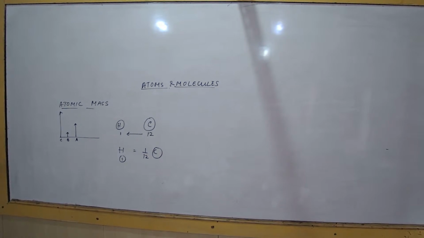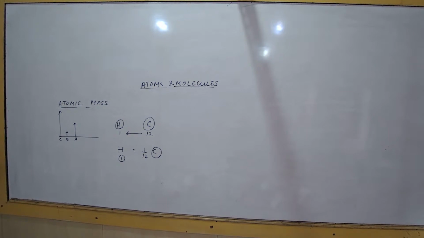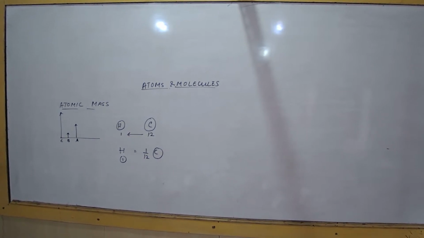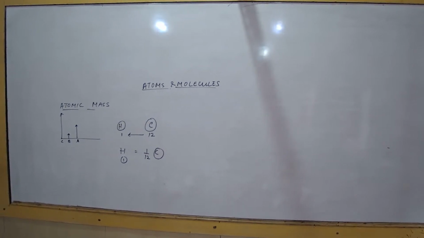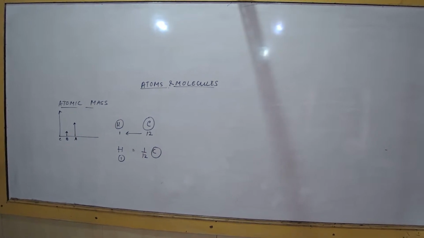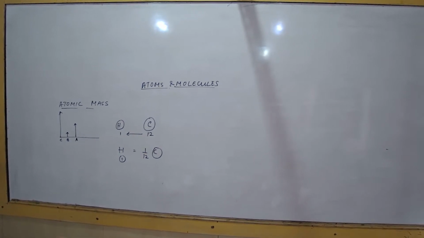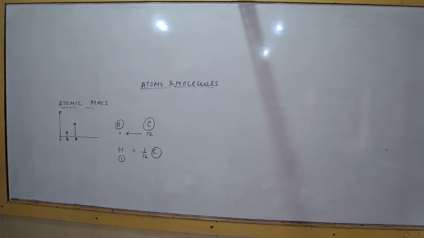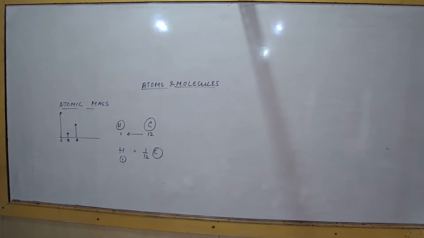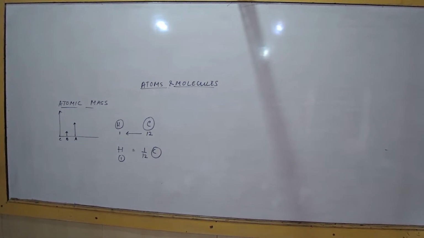Hydrogen is 1, carbon is 12. Nitrogen is 14. What does it mean? Nitrogen has 14 particles. Not 14 particles, not 14 atoms. No, I didn't say 14 mass. They're talking about mass. 14 atomic mass. The atomic mass of nitrogen is 14. What does it mean? I have to take 14 atoms of what? Hydrogen atoms in order to balance one atom of nitrogen.